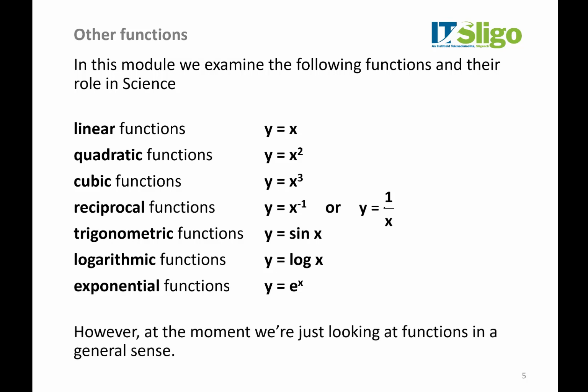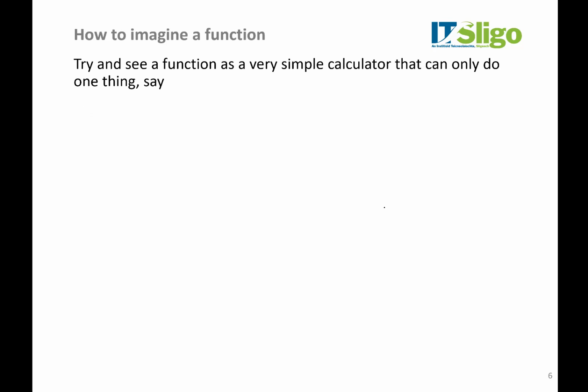But at the moment we're just looking at functions in general. So how do we imagine a function? Try and see a function as like a very simple calculator. It's got your input buttons 1 to 9. It's got your output, which is the screen, but it can only do one thing. Maybe multiply the input by 3 and add 4. And that's how we'd write that function.